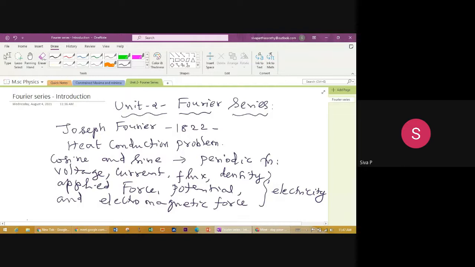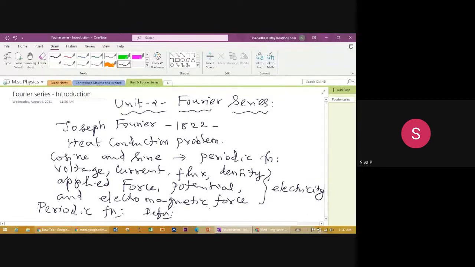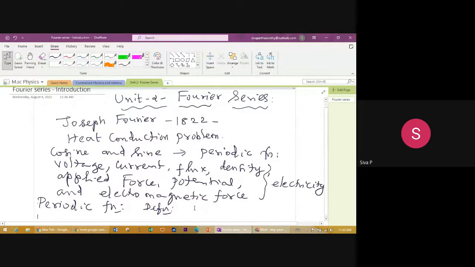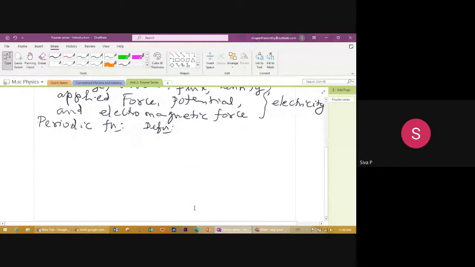Okay. First you have to write what is the definition of periodic function. Definition. Anybody? What is called the periodic function usually? Any simple example for periodic?